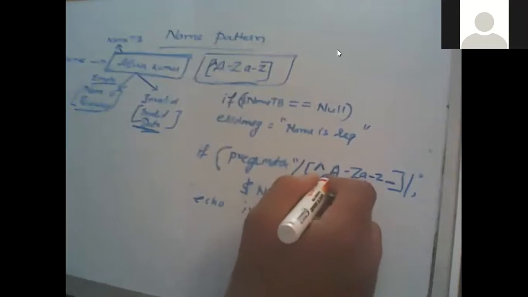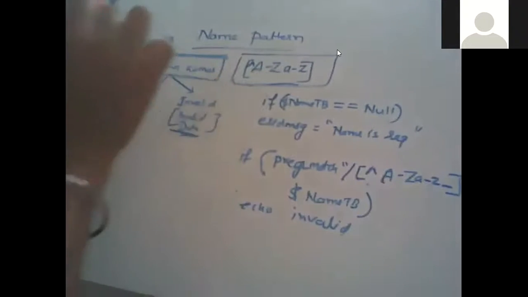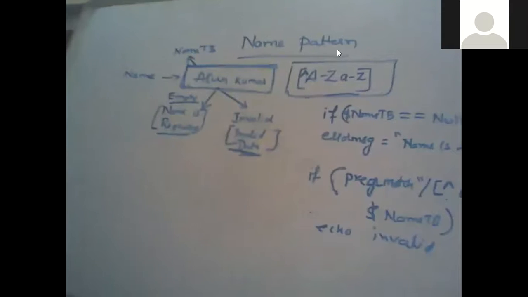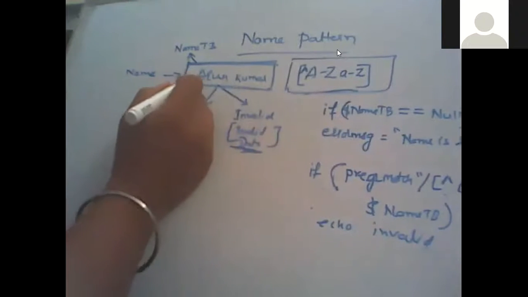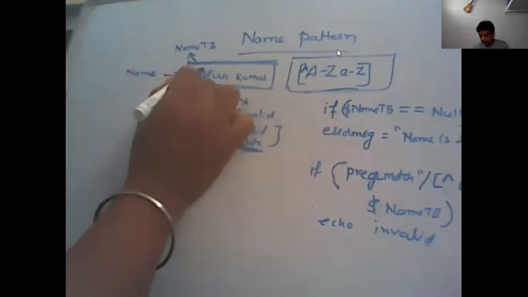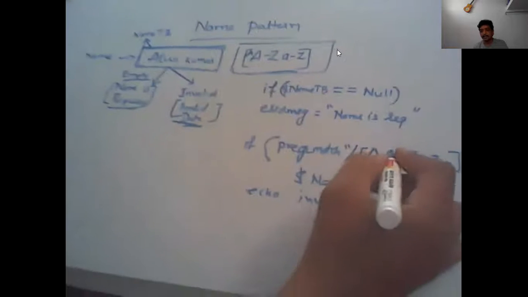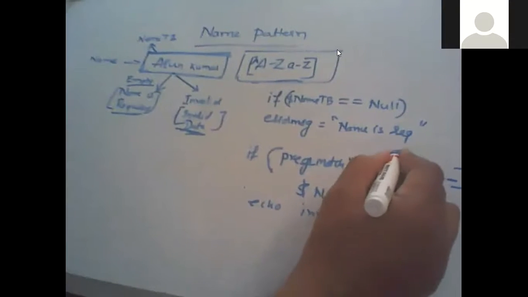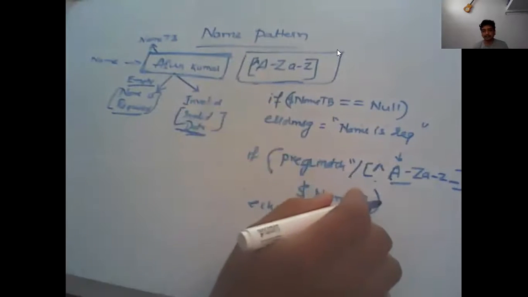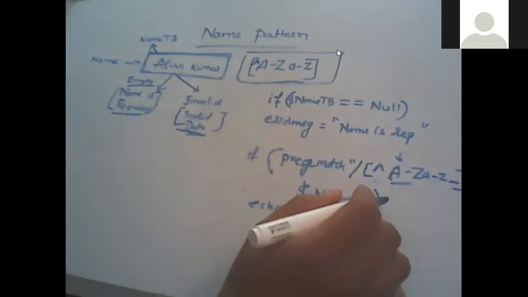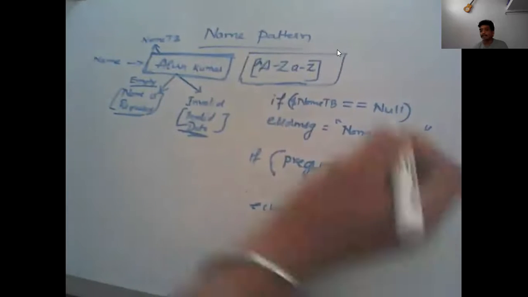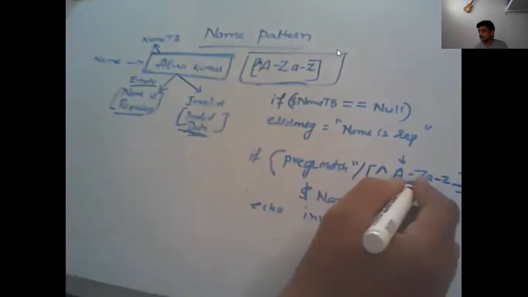For example, if I give Arun star, will the validity be true or false? See, now it is true. It is not that we can only start with A. Let it be any alphabet. Any character from A to Z, it should be uppercase.